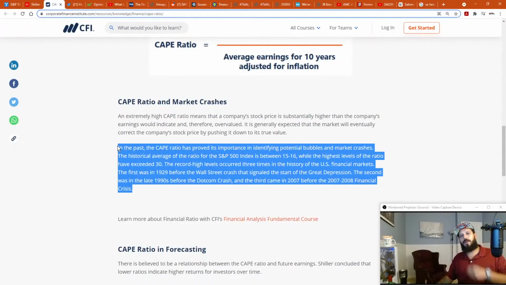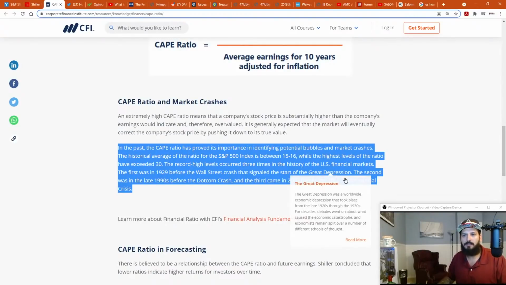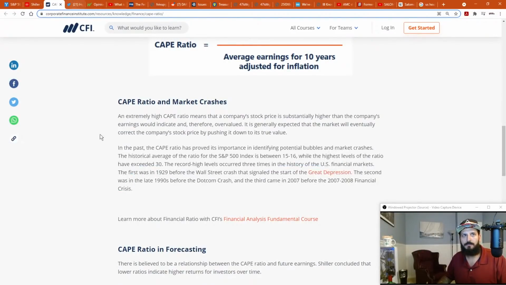So the record high levels occurred 3 times in the history of the U.S. financial markets. The first was in 1929 before the Wall Street crash that signaled the start of the Great Depression, which in my opinion is what we're going to see next. The Great Depression 2.0, unfortunately, with all the factors that are currently happening. These catalysts that are currently occurring will lead to the mother of all short squeezes soon. The second was in the late 1990s before the dot-com crash, and the third came in 2007 before the 2008 financial crisis.